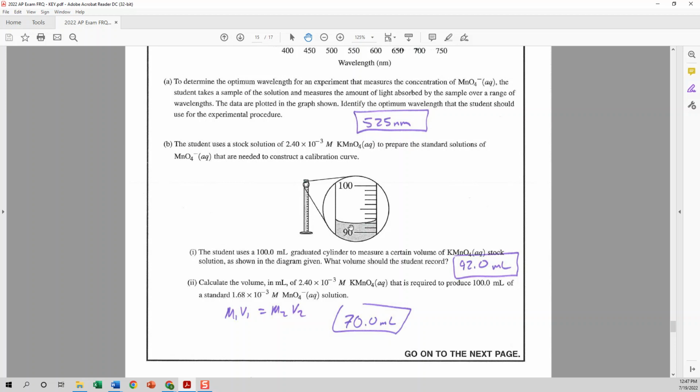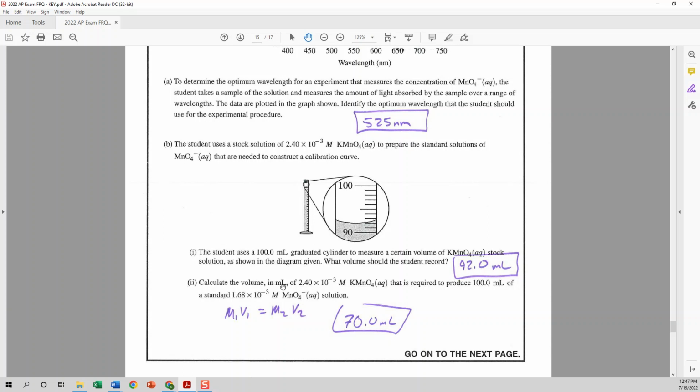So if you think it's 92 right there, right on the money, then you have to say 92.0. If you just wrote 92 milliliters, you won't get credit for that. Now, if somebody put 91.9, that would be perfectly fine. 92.1, that would be perfectly fine. The estimated digit doesn't have to be the same. That's why it's called an estimated digit. My estimate and your estimate might be slightly different, but you have to have that tenths place there or you don't get the credit.